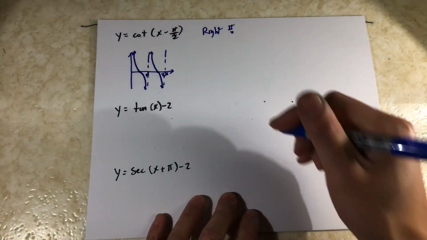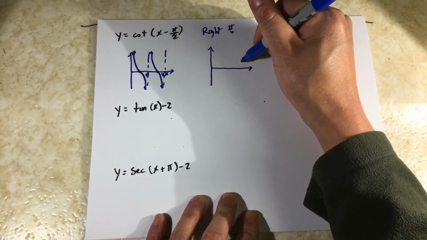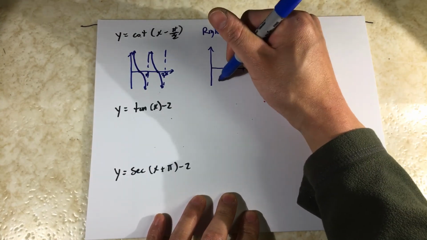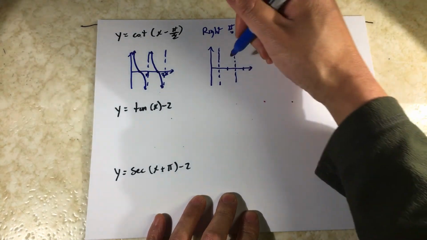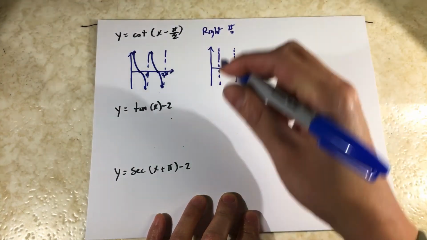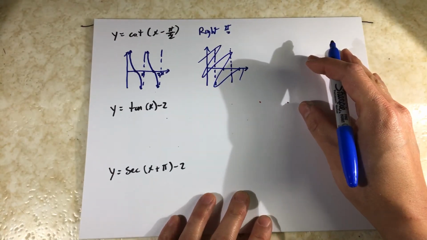If we're going to shift it to the right, the strategy is to first shift the asymptotes. So we're going to have the asymptote at pi over 2 and 3 pi over 2. But then we basically have this. Oh, I shifted it the wrong way. All right, so forget that. Actually, it looks the same.